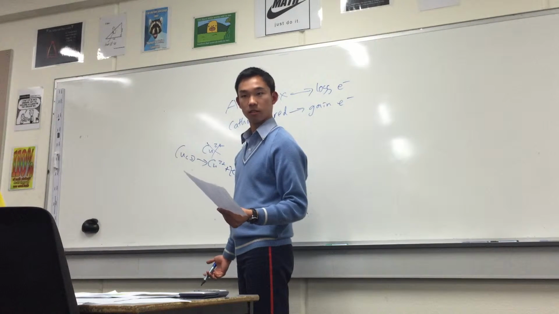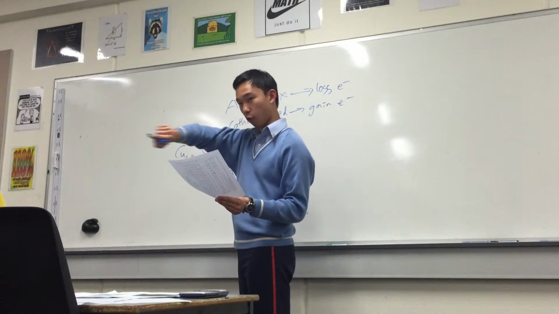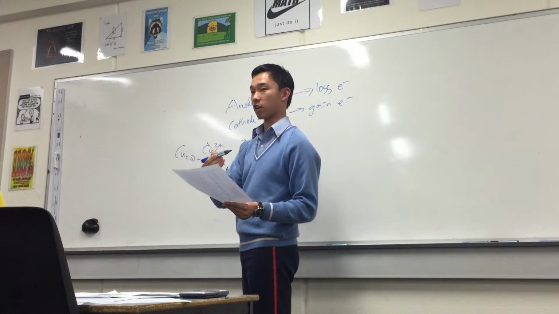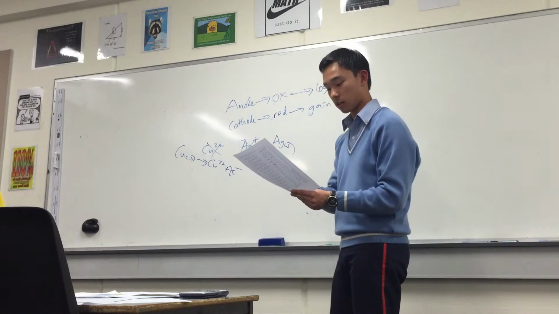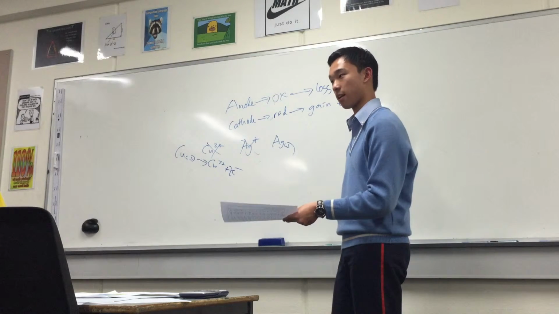What is it? Negative 0.34. Negative, right? Because oxidation. That potential gives me the forward reaction, but oxidation is a negative reaction if you think about it. It's loss of electron. So it's copper solid to copper 2 plus. That's negative 0.34 volts. Does that make sense to everyone?